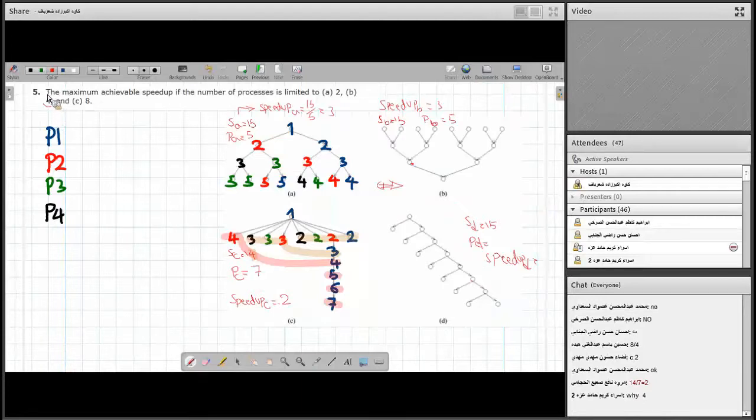Why 4? Due to the problem. Okay, 14 over 7 equals 2.